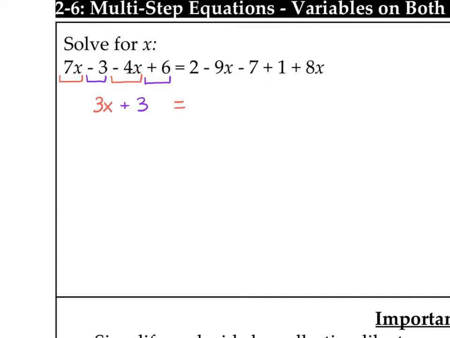On the right side, you have negative 9x plus 8x, and that gives you negative 1x. And for the constants, you have 2 minus 7, which is negative 5, plus 1, which is negative 4. You, of course, can always use your calculator to collect those like terms to help you.